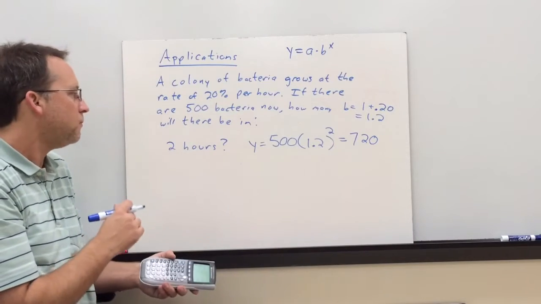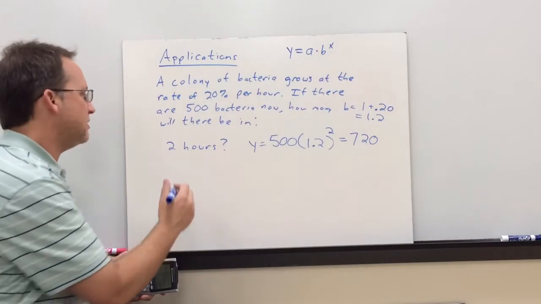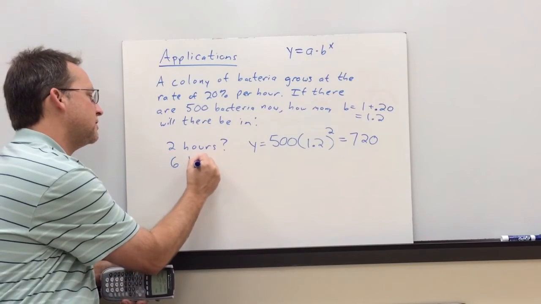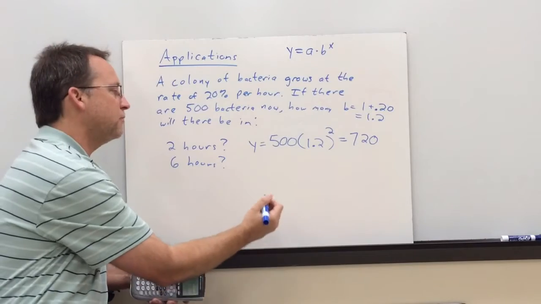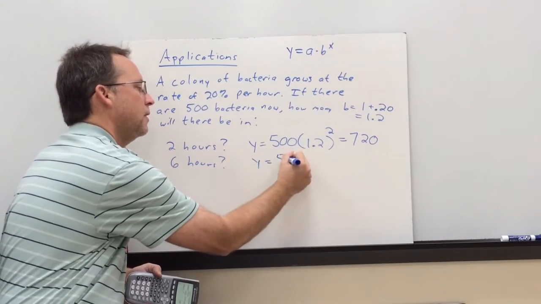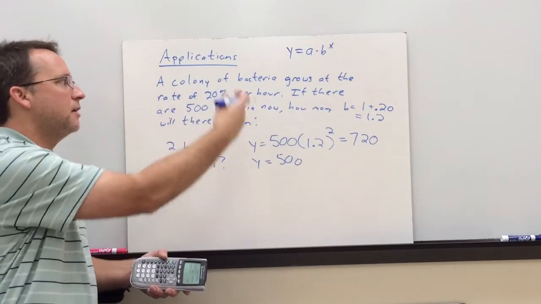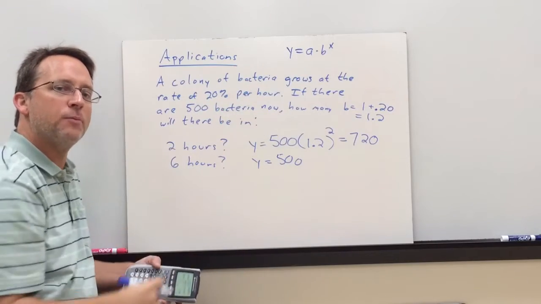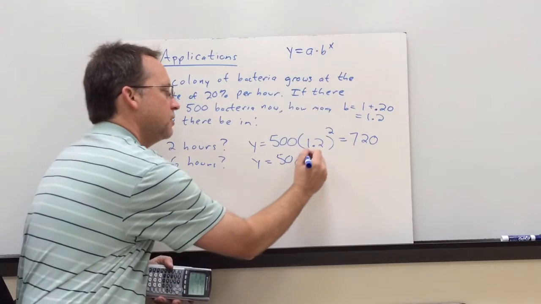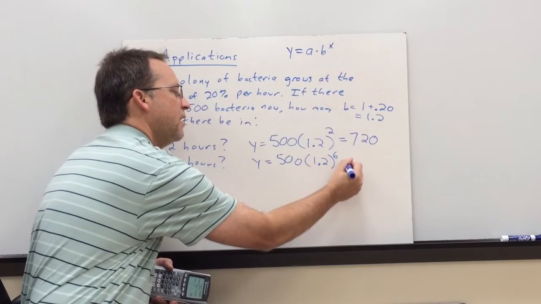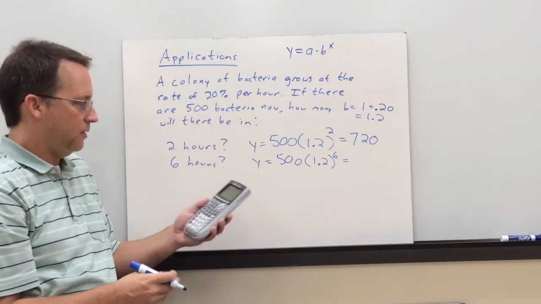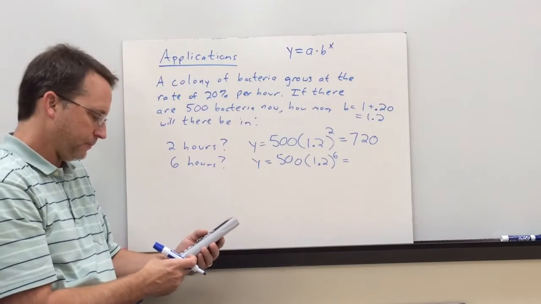All right? Well, what if I wanted to extend this time period? What if I wanted to go 6 hours? It's the same initial value, and it's the same growth factor. It's a constant rate of 20% growth per hour. So this growth factor remains 1.2. We just change our x value to the 6th power. So I'm going to put that in my calculator.